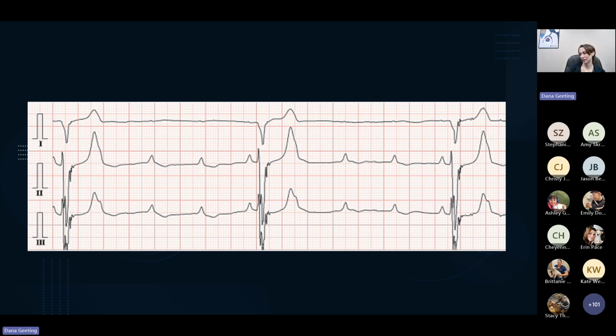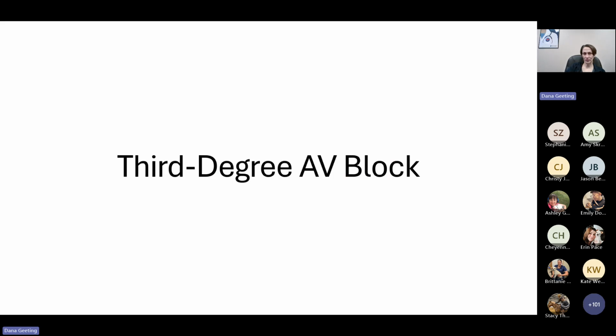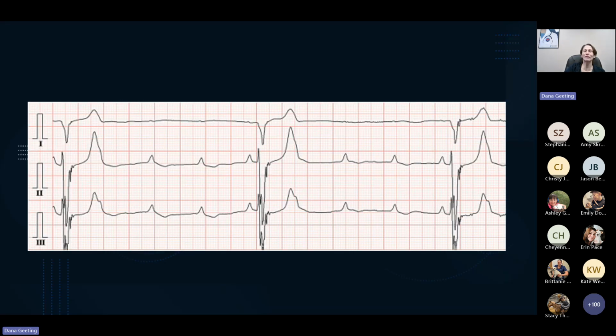There's a third degree. No. Second degree type 2. High grade, correct. Second degree type 2. Oh no, sorry. That one is third degree. Yeah, that is third degree.